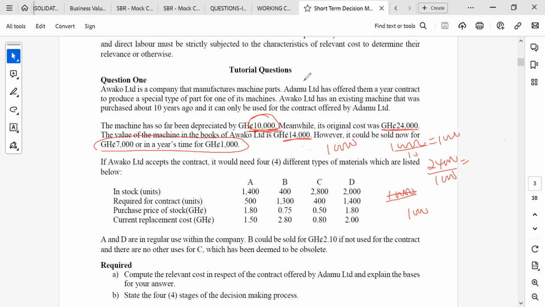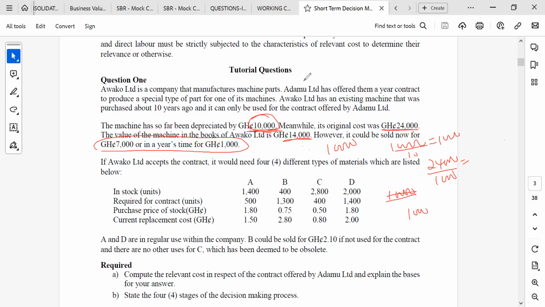If you sell the machine now, what are you going to do? If you sell the machine now, it means that you need to go and hire another machine to come and go ahead with the contract, isn't it? Are we getting that? Yes. If you sell the machine now, it means that you are going to hire a different machine to come and use on the contract, isn't it?